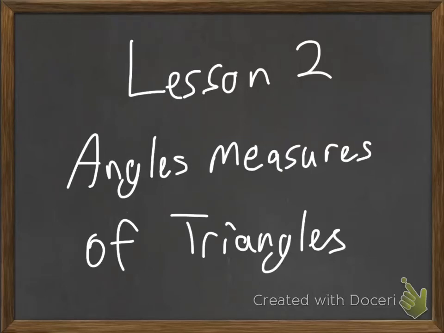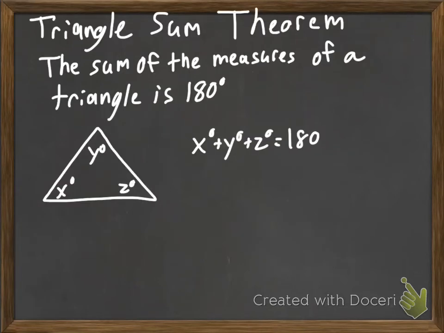Welcome to Lesson 2, Angle Measures of Triangles. Here we're actually going to formalize with a theorem how the measures of the angles in a triangle add up to 180 degrees. I know we've been working with this, but now it's time for us to actually formalize it. So to start off with, the triangle sum theorem.